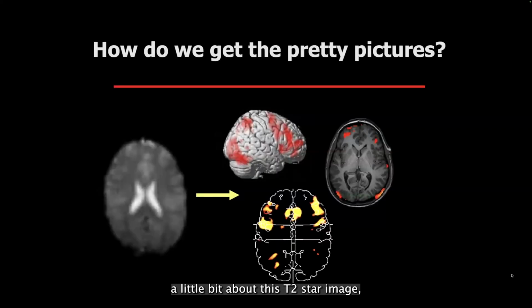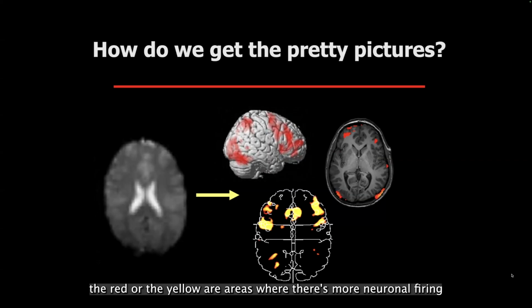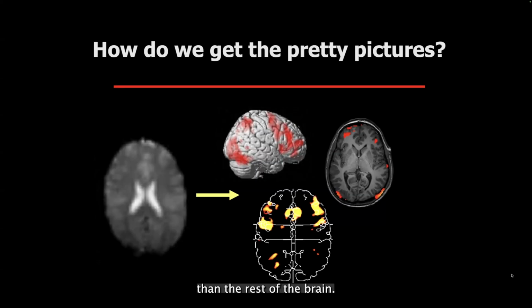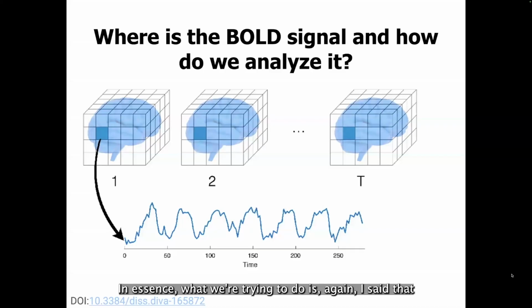And so now you know a little bit about this T2 star image, which is not very exciting, right? How do we get the pretty pictures then that you'll see in studies of fMRI, where these areas here, the red or the yellow, are areas where there's more neuronal firing than the rest of the brain? In essence, what we're trying to do is, again, I said that we're going to acquire our data slice by slice, but all.